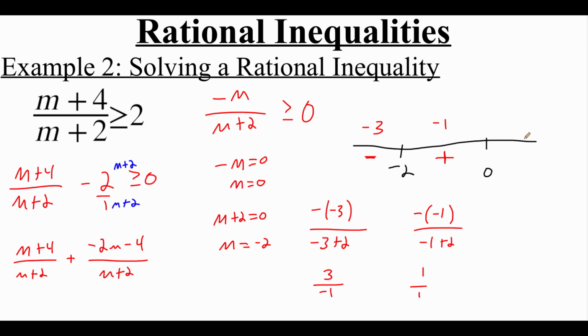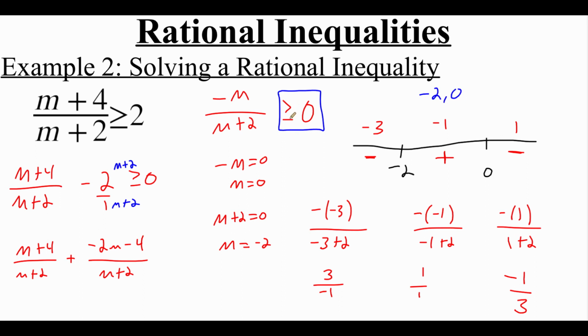Then I need something bigger than 0, so maybe I choose 1 there. So I would get the opposite of 1 over 1 plus 2. So on top, I get negative 1. On bottom, I get 3. This is a negative answer, which means that this is a negative interval. Now we're looking for things that are greater than or equal to 0. So we're looking for positive intervals here. And my only positive interval is between negative 2 and 0. So that's the interval we're going to look at, from negative 2 to 0.